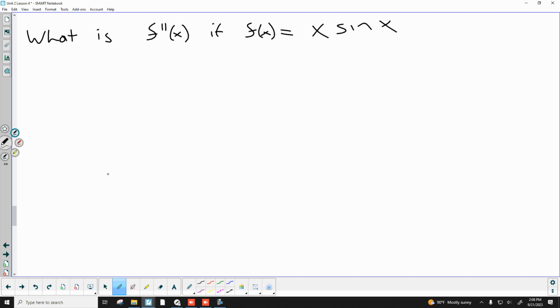Now, the first thing is you recognize this is a product of x's times x's, so product rule is where we should be starting.